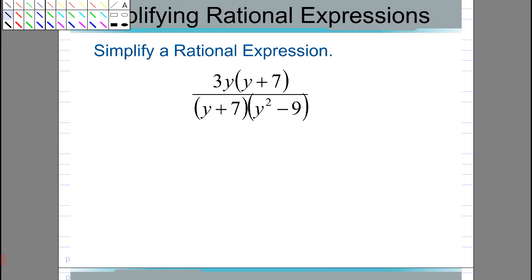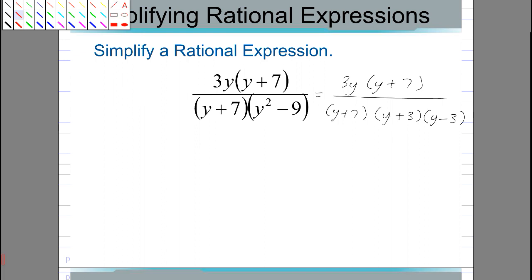Okay. Well, first thing I want to do is factor everything, if there's anything I can do. I notice I see a difference of squares. This one right here is a difference of squares, y squared minus 9. So I'm going to go ahead and factor this. I'm going to leave the top the same because it's already factored. And y plus 7, that's going to be y plus 3, y minus 3.